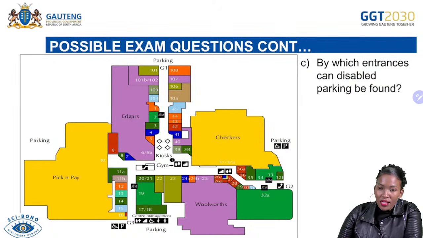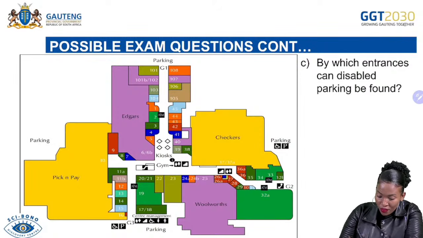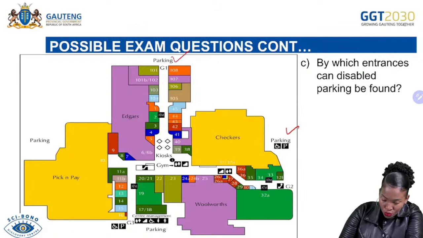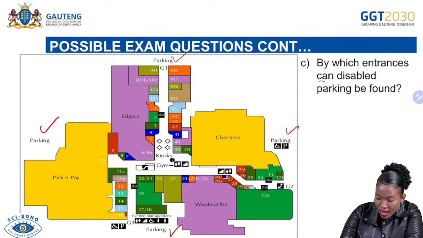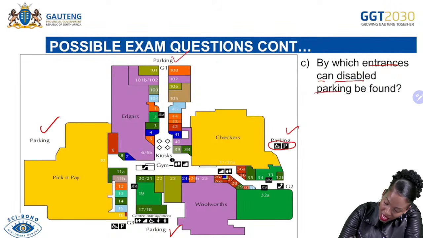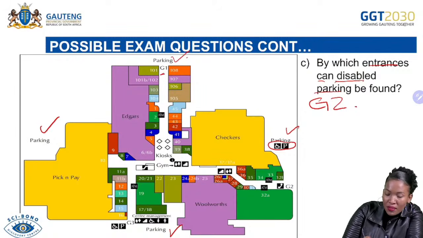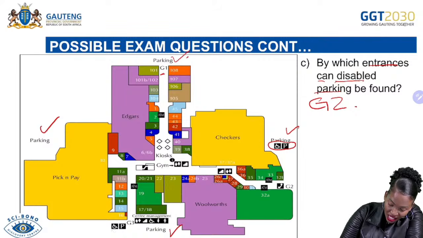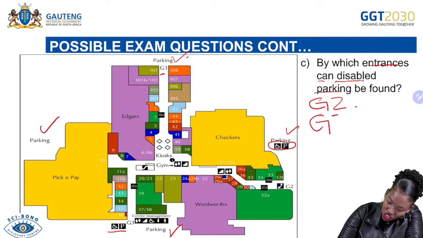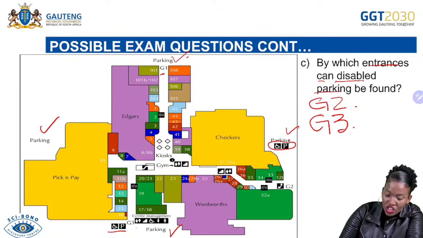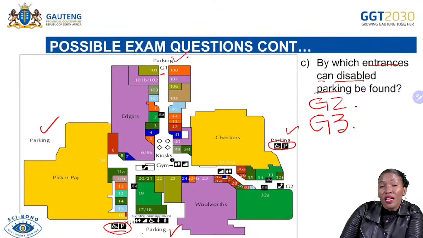By which entrances can disabled parking be found? Remember, we've got how many parkings? We've got 1, 2, 3, 4 parkings. So we want to know by which entrances can we find the disabled parking. So the first disabled parking is here. In which entrance? In G2. Let us go to G1. We don't have disabled parking. Let us go to G3. We do have disabled parking. So it's only at the entrances G2 and G3. That is where you will find disabled parking.